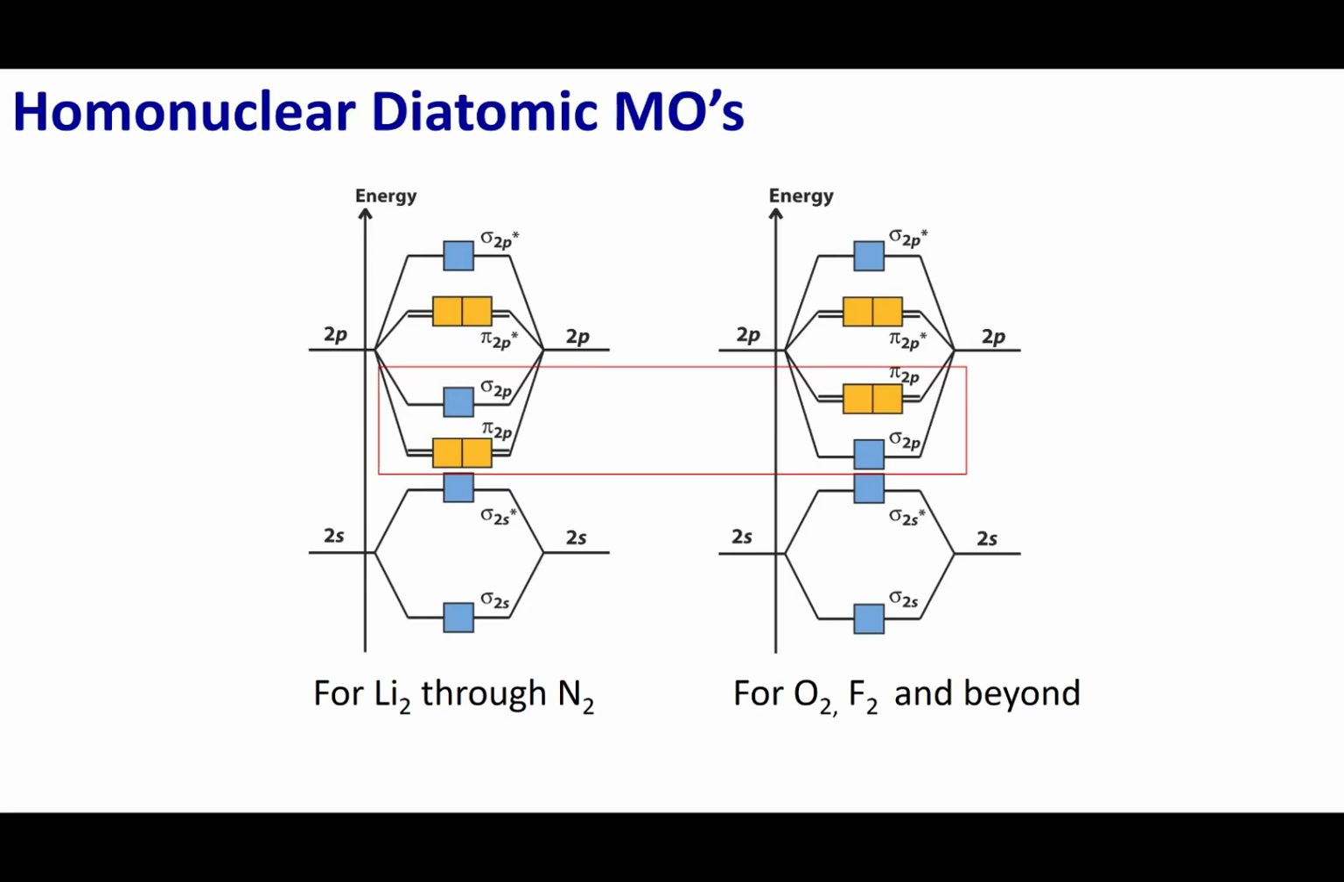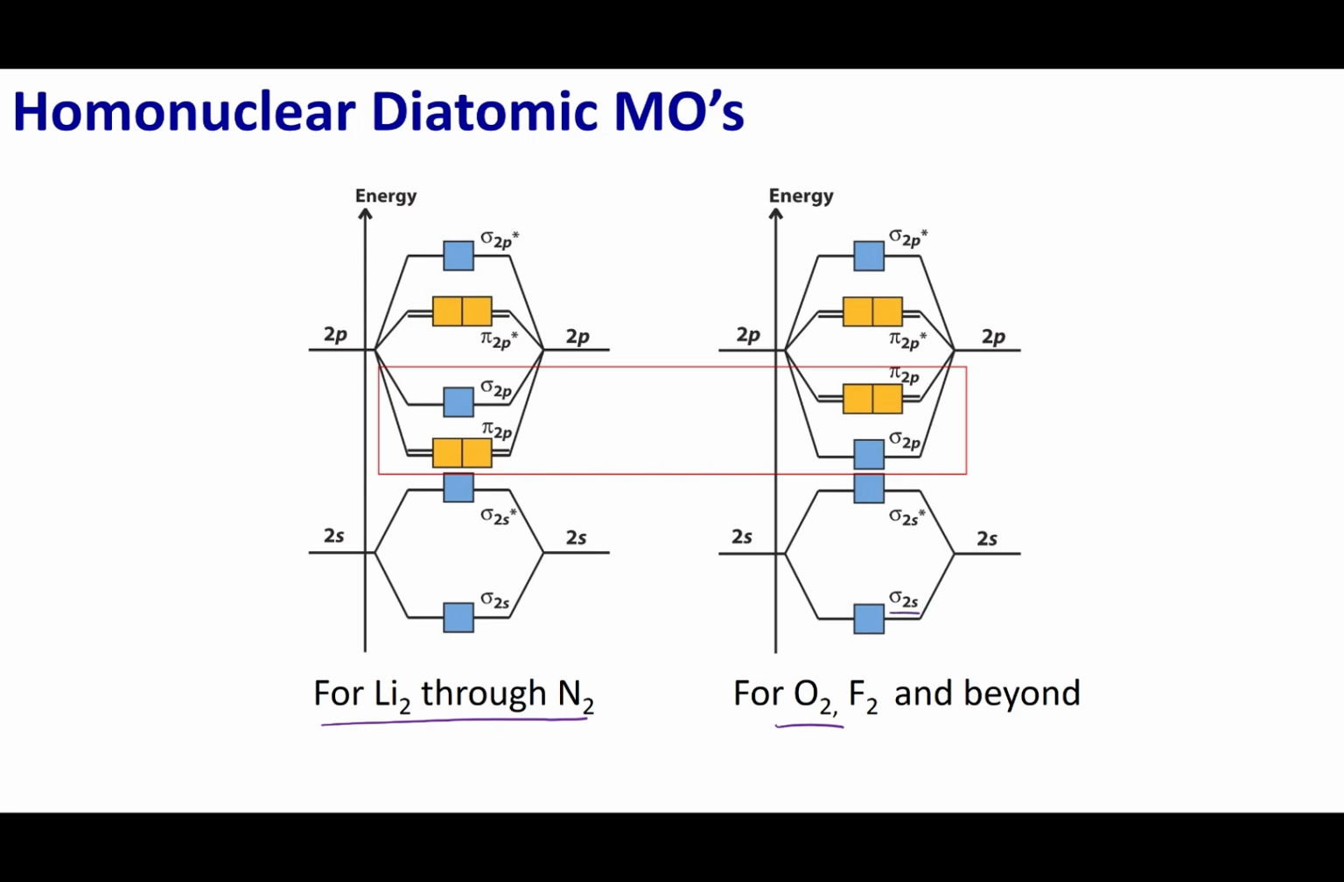Now, these were experimentally found out, so this is something that you're going to have to memorize or print out. Now, there are 2 schematics to use. One is going to be for lithium through nitrogen, and then the rest is for the rest of the periodic table. So that means oxygen and beyond. Now, the diagrams are very similar.